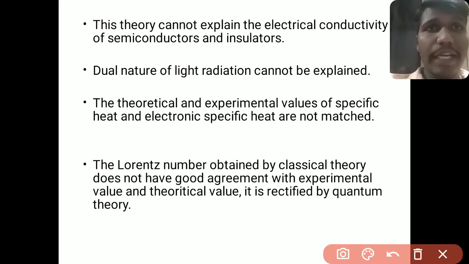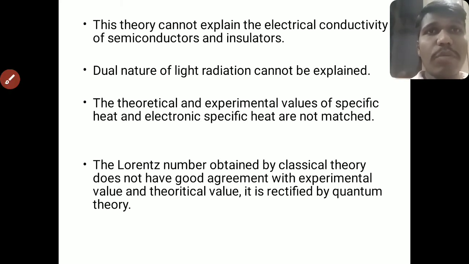When the heat and specific heat experiments are done theoretically as well as practically, the values do not match, which is not good for the experimental method. Similarly, the Lorenz number is given as 2.44, which is also not good for the calculation in the experimental method. So mainly we require quantum theory. These are the drawbacks of the classical free electron theories.